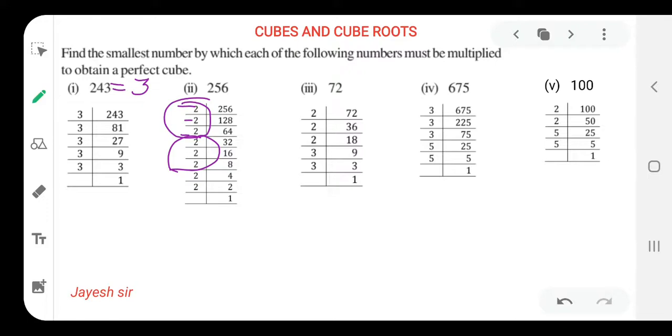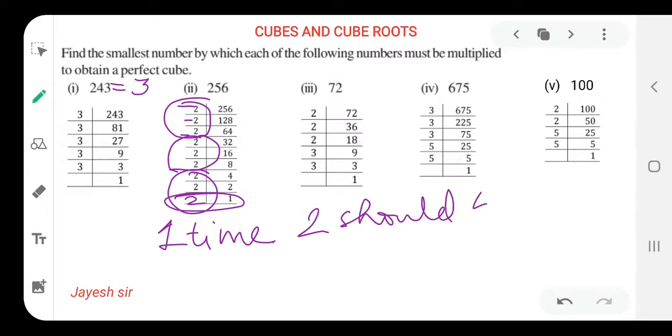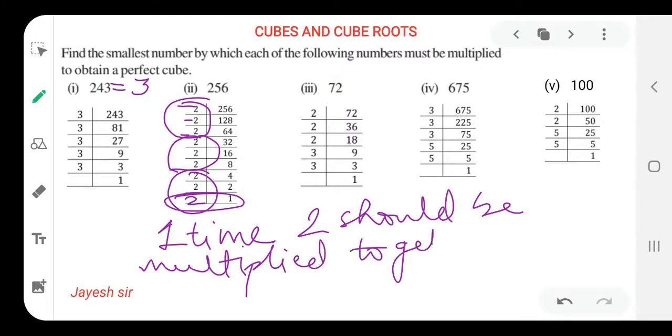Again we are facing the same problem here. Now again the 2 is there only twice, it is not thrice, because we need to make the group of 3. 1 2 is missing over here to make the group. What is missing? 1 2 is missing. So 1 time 2 should be multiplied. Again I am writing 1 time 2 should be multiplied to get a perfect cube. I hope you all might be getting it, friends.